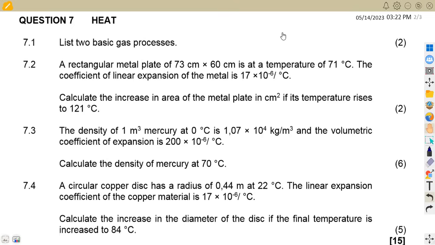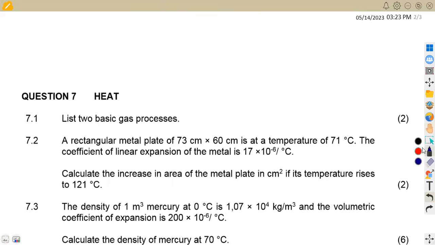In this case, we've got the question paper from November 2022 that we're going to be considering on question number 7, where we are given the first part to list two basic gas properties. Whenever we are dealing with gas, we have the isothermal process, the isochoric, and the isobaric. These are the processes that we have whenever you're dealing with gas.